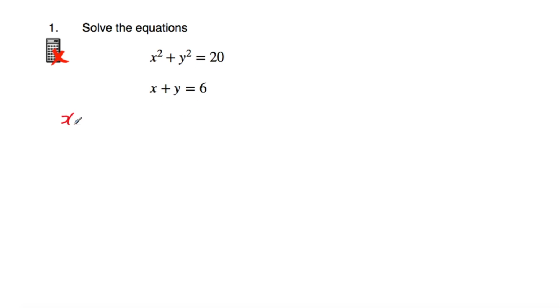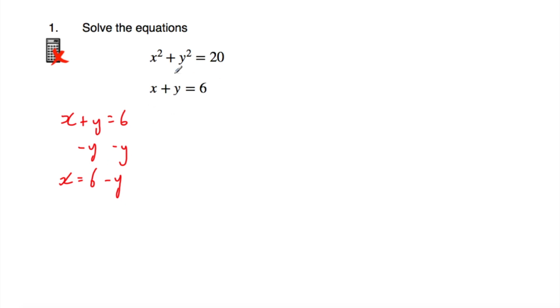So if we've got x plus y equals 6, if we want to make x the subject, we want to get rid of this y. So to get rid of this y on the left-hand side, we're going to subtract y from both sides of that equation. On the left-hand side, we'd just be left with x. And on the right-hand side, we had 6, and we're now taking away y, so it's going to be 6 subtract y. So we've made x the subject of this linear equation.